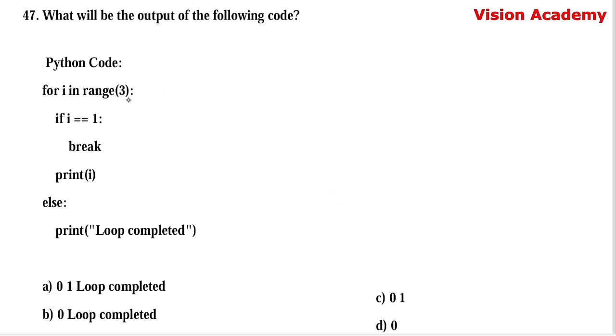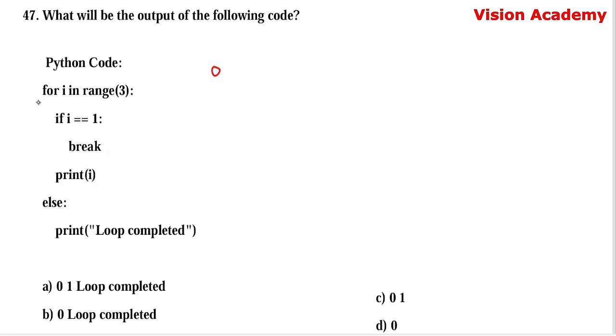Whenever we use range function using for loop, it always starts from 0 by default. So here I value is 0 for the first time, and we are going to check out this condition. I value is what? 0 is equal to 1? No, condition is false. Then this break statement will not get executed. It is going to print the value of I, that is 0.